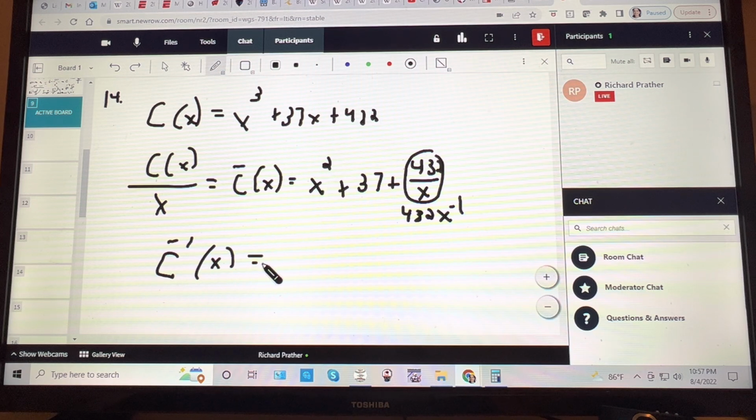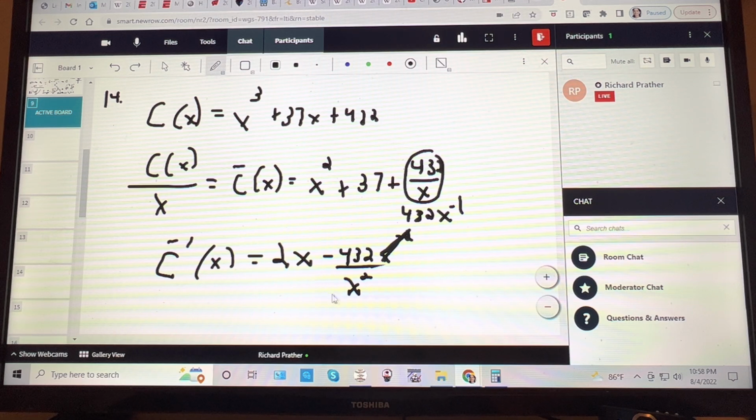So the derivative of x squared is 2x. The derivative of 37 is nothing. And this would be negative 432 x to the negative 2, which you could then put back in the denominator as x squared. The denominator being 0 would cause that to be undefined, but so would the original, so we lose that one. There's not a critical number coming from an undefined spot.